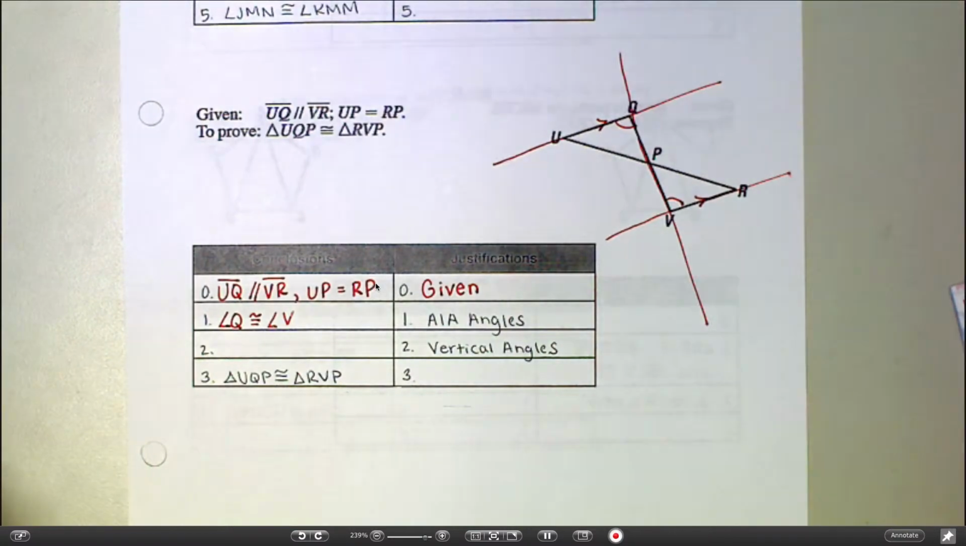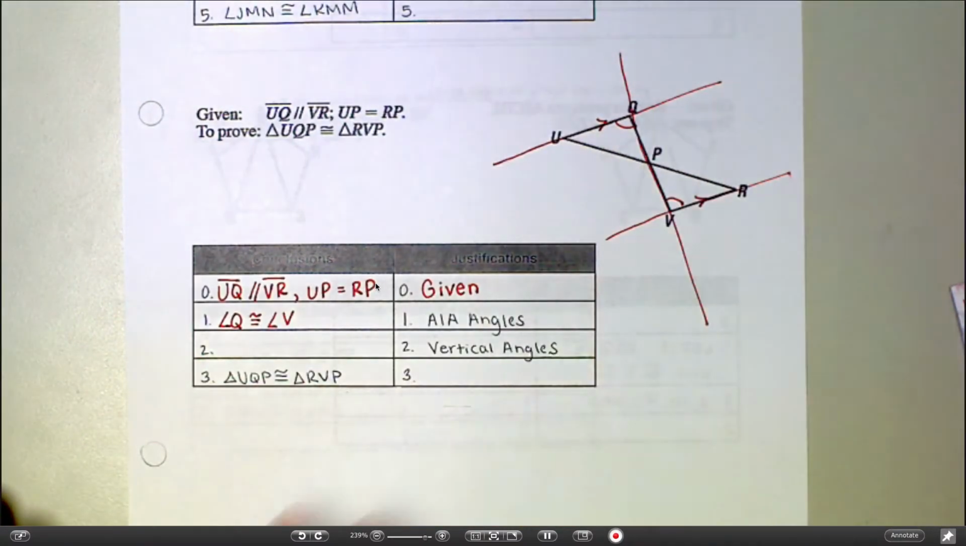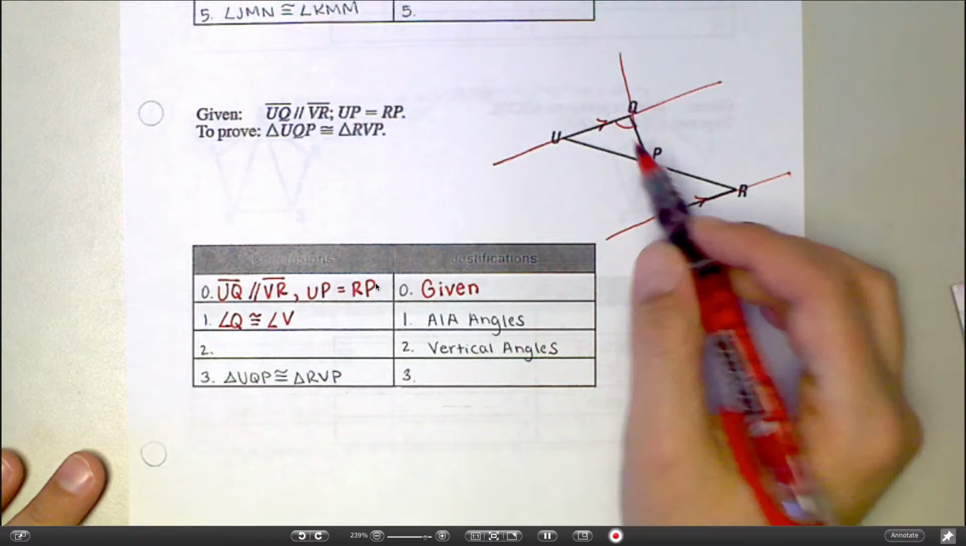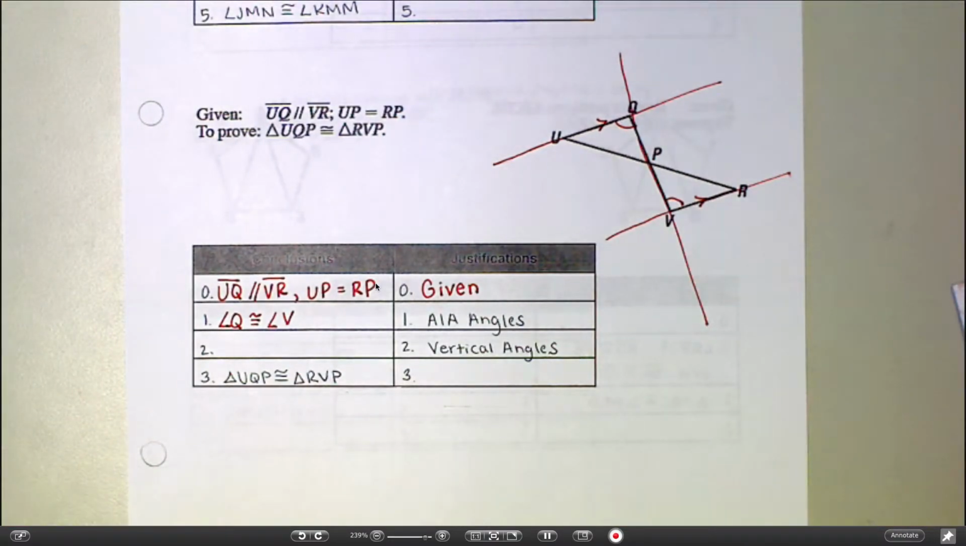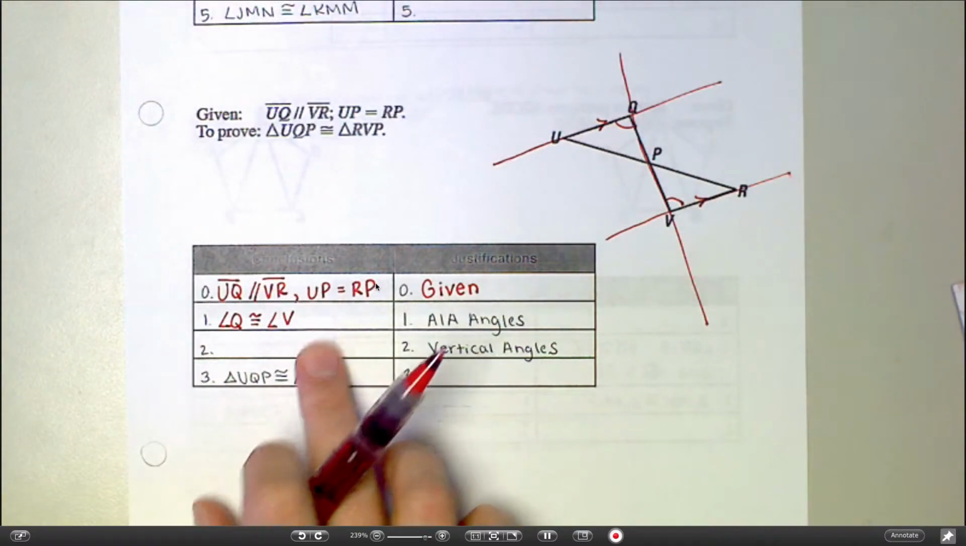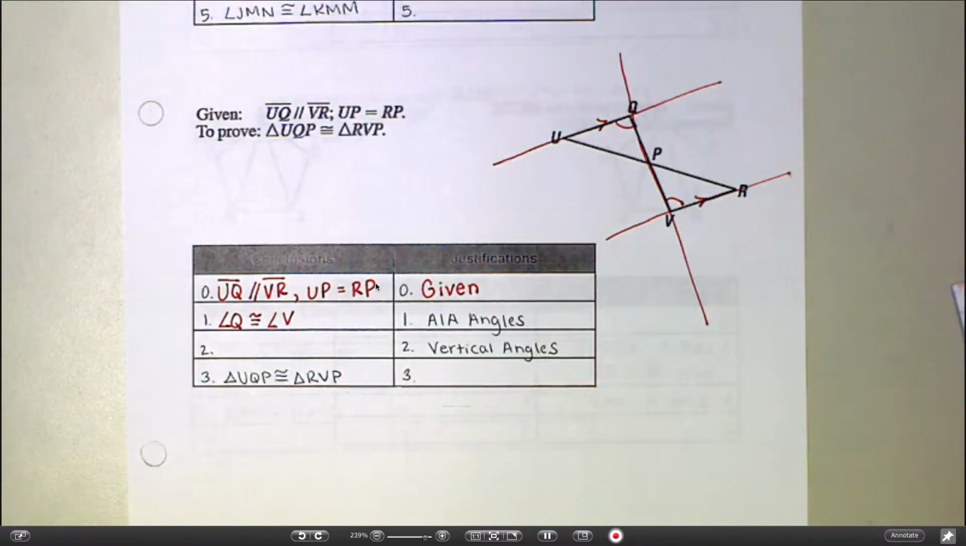Okay. And actually, we could have done this as a transversal too, but we're good with this one. I was going to say that. Yeah, and it wouldn't be wrong if you had pointed out that angle U and angle R would also be congruent. It's probably just more than you need. Okay. And then my next step has to do with vertical angles. What angles do I have that are vertical angles? Laura?